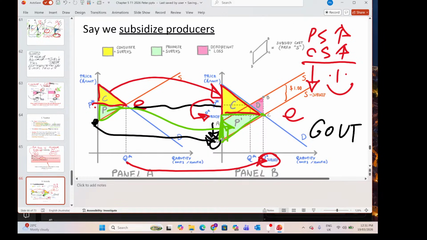And how much is the government paying? The government is paying $2 a good. There's the vertical distance. They are paying $2 a good multiplied by the number of goods. So we could shade that area in and show the size of what it costs to provide the subsidy.